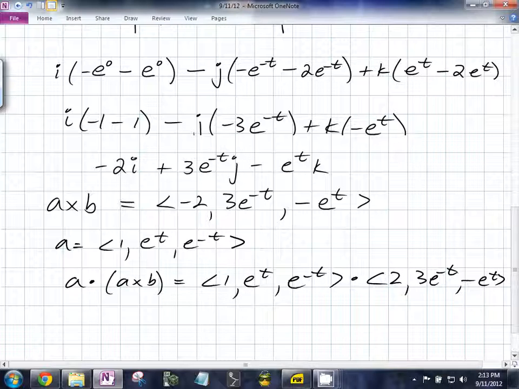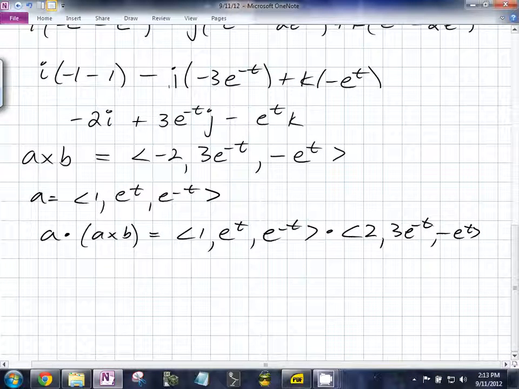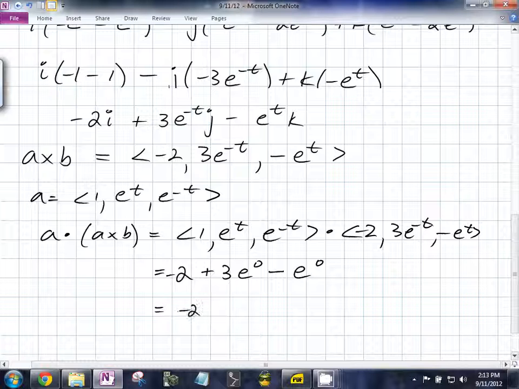Where did I miss? Oh, negative before the 2, thank you. So then what do you end up with? The dot product is pair and add, right? So what do you get? Negative 2 plus 3, but you're multiplying them together, right? 3e to the what power? 0, minus e to the 0. So you end up with negative 2 plus 3 minus 1. What's that? 0. So therefore they have to be orthogonal. I'm not going to do the other one, but it is. Are we okay with that one?